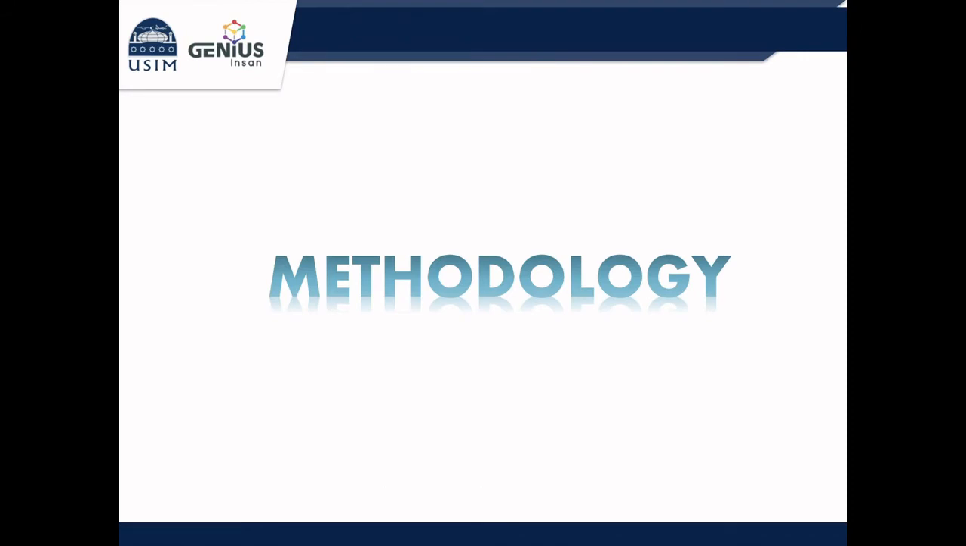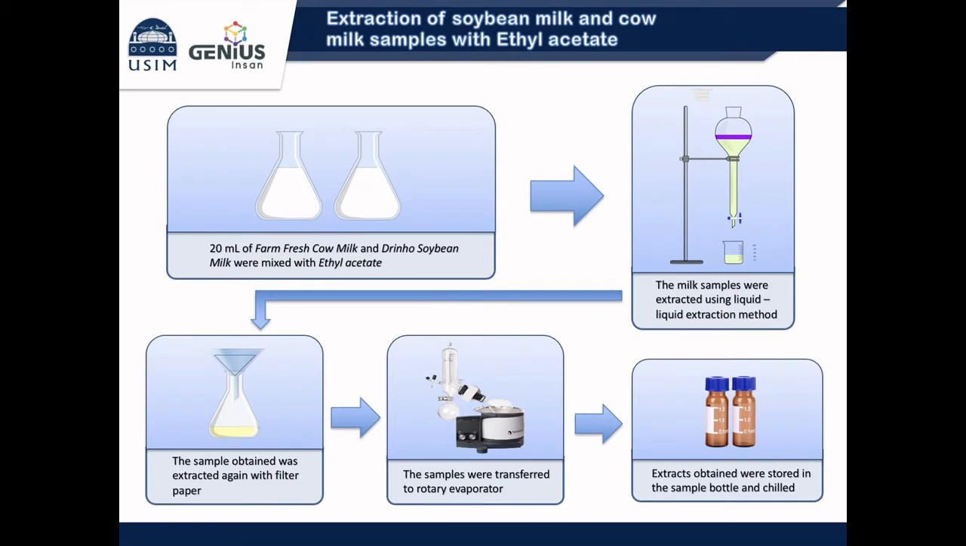As for the methodology, firstly, the milk samples, which are greenhouse soybean milk and farm fresh cow milk, are measured in a measuring cylinder. Then, 20 ml of each milk is poured into two separate conical flasks. 20 ml of ethyl acetate is also added into each milk sample. The mixtures in the conical flasks are then sealed with parafilm to prevent foreign substances from mixing with the milk samples. All the conical flasks were labeled and the samples were left in the chiller for 24 hours.